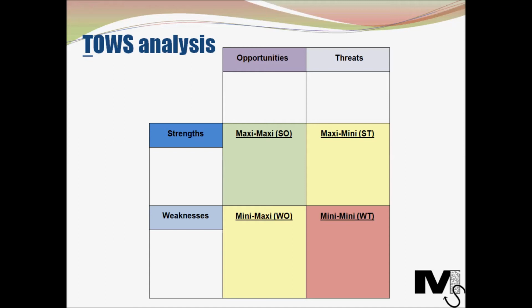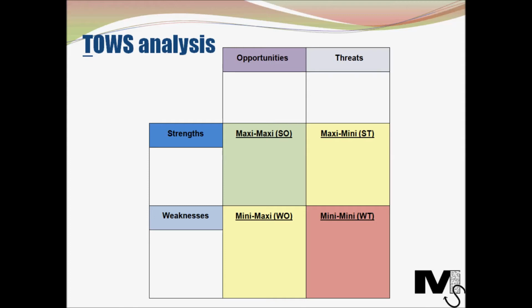Now, the areas that overlap two factors is where you devise the actual implementation strategies, and that is what constitutes the TOWS analysis grid. The intersection of strengths and opportunities will contain what we call maxi-maxi strategies. The intersection of weaknesses and threats will contain mini-mini strategies. The intersection of strengths and threats will contain maxi-mini strategies, and the intersection of weaknesses and opportunities will contain mini-maxi strategies. Now, there are a few people who get confused between maxi-mini and mini-maxi, how to place them, where to place them. People get confused about it.